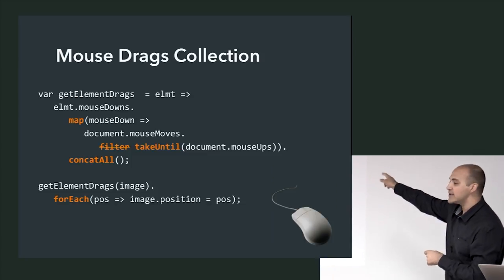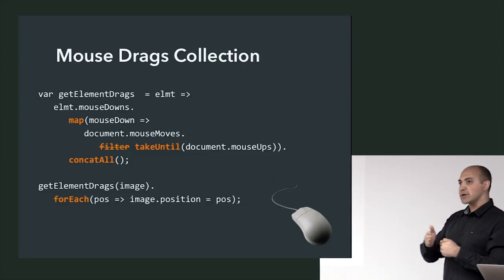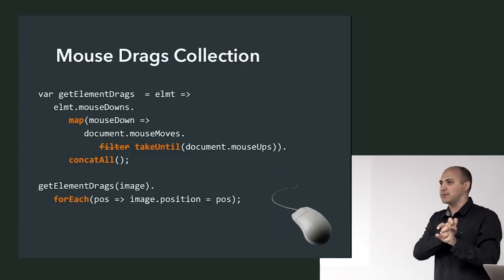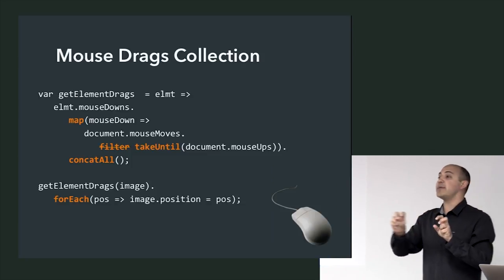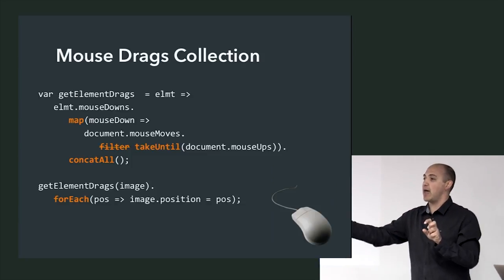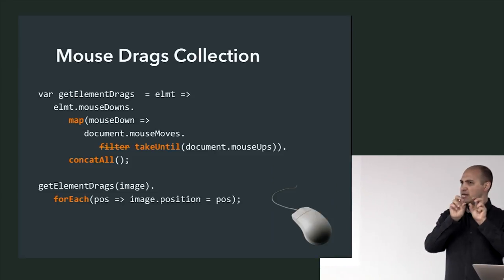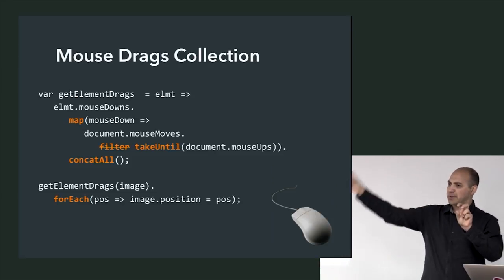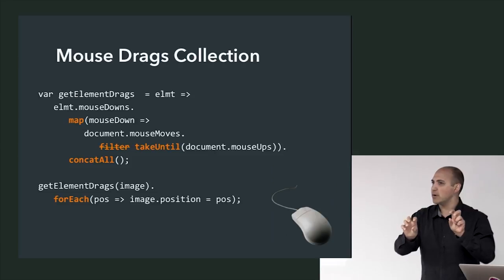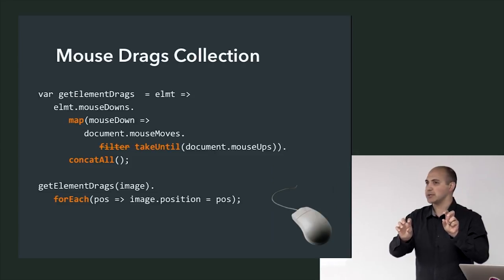So for every single mouse down, we're going to replace that mouse down object in the stream with another stream of all the mouse moves until the next mouse up. Now notice that I've taken every item in a collection and I've replaced it with a collection, which means I have how many dimensions of collection?